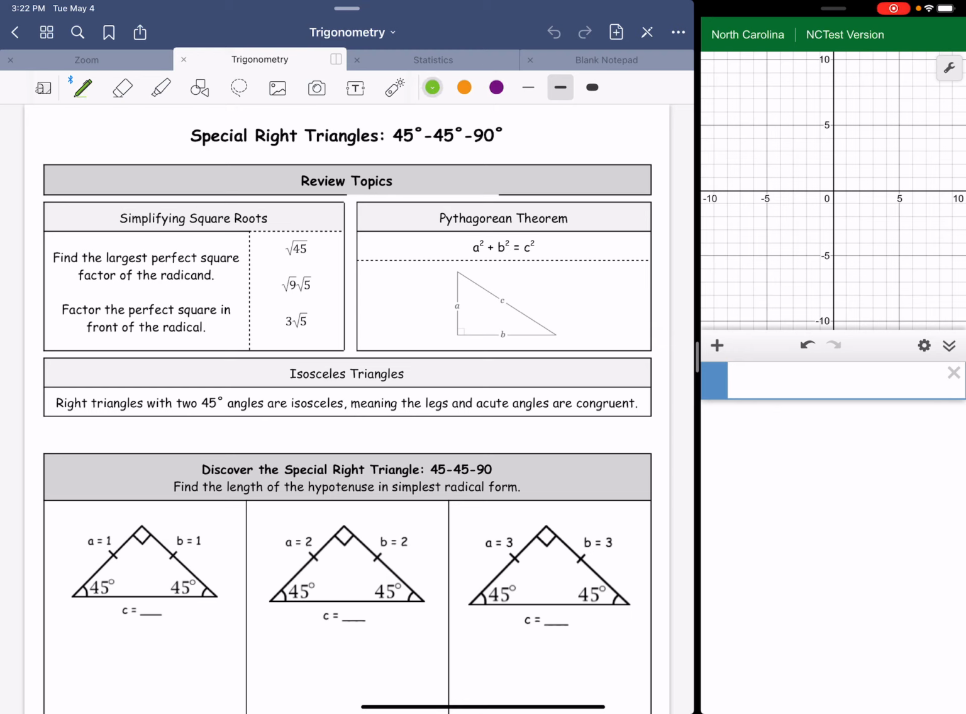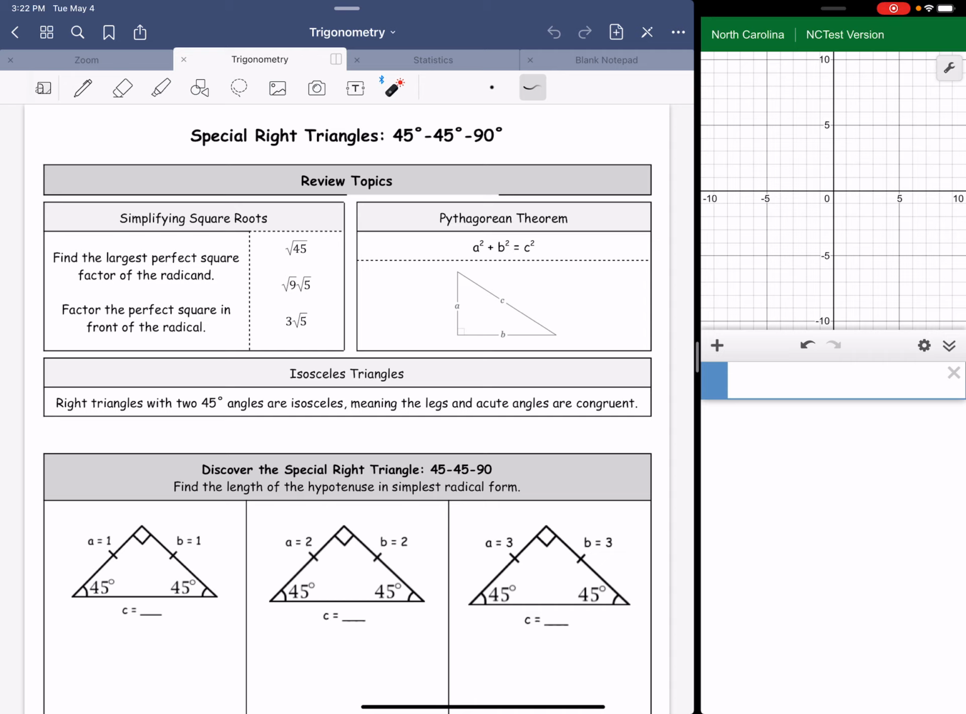In this lesson, we are looking at special right triangles, specifically special right triangles that are 45, 45, 90 degrees. So there are two different types of special right triangles. This is one of them. There is another type of special right triangle that we'll talk about in the next lesson.